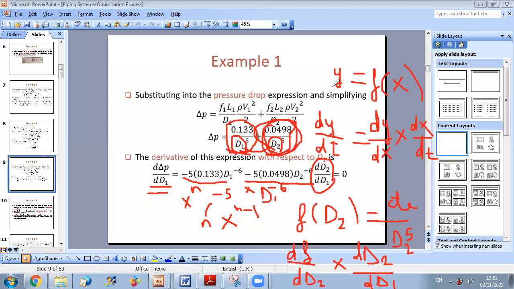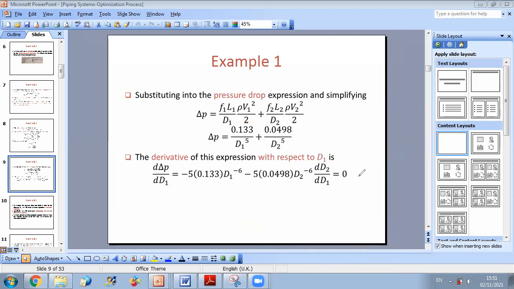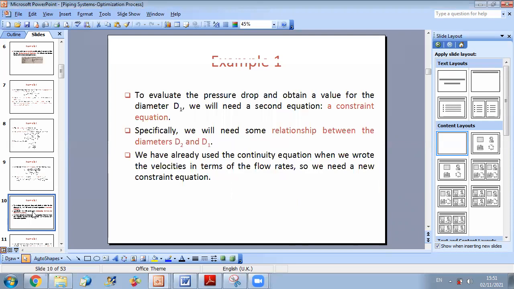Okay? Now, this is my first relation. But as you can see, I cannot stop here, because I cannot get D1 by just writing this, since I don't know what D2 is and I don't know the derivative of D2 with respect to D1. So to be able to continue, I need further information. For example, what can be the type of further information given?